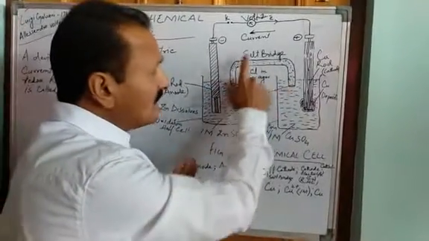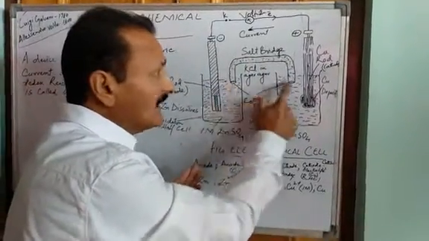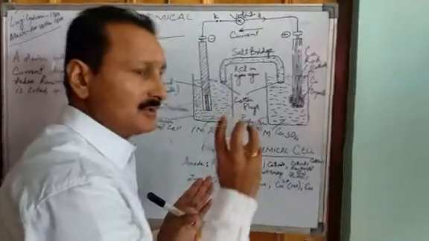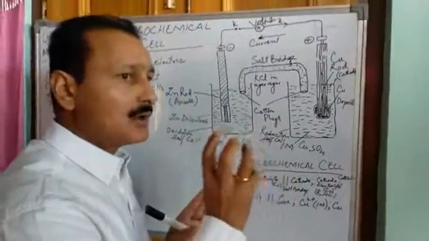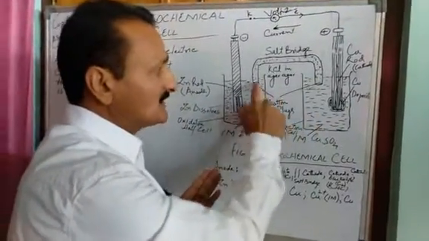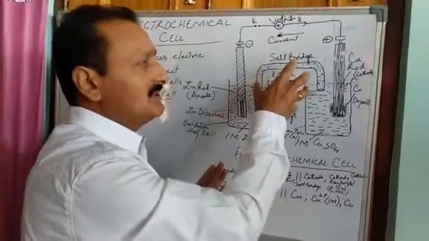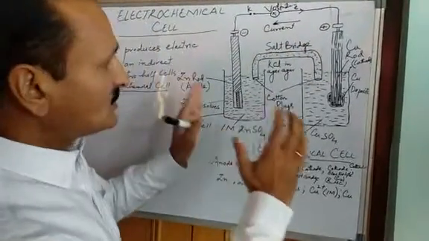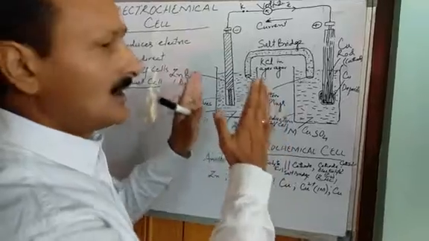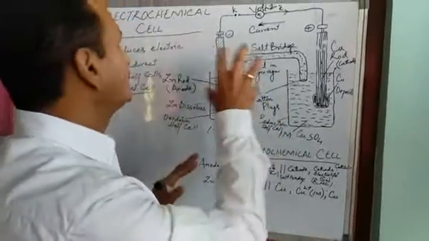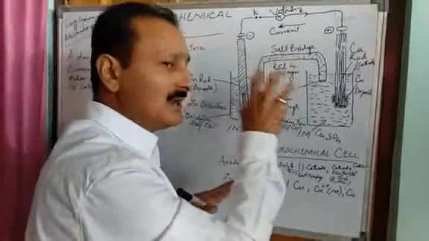The limbs of this salt bridge, that is these two ends, are plugged by cotton. They are closed by cotton. So these are cotton plugs, and it forms your salt bridge. Its functioning will be discussed later on. That is all about the construction of this cell. That is your electrochemical cell.